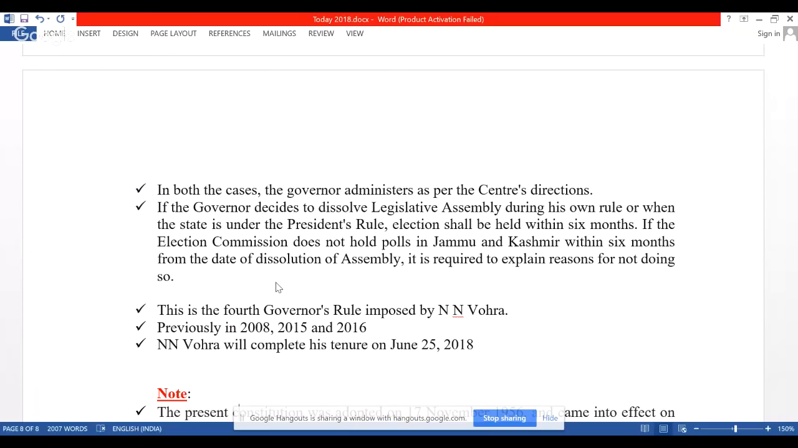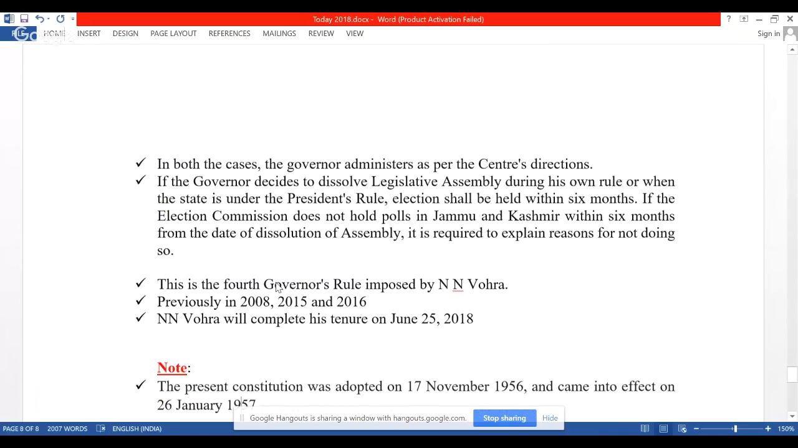Look at this. This is the fourth governor's rule imposed by NN Vohra, meaning only this person has imposed it 4 times so far. Earlier, it was in the year 2008 when he became the governor of Jammu and Kashmir for the first time. After that, again in the year 2015, followed by 2016, and again now in the year 2018. Clear? And this person is going to complete his term on June 25th, 2018, just 2 days away.